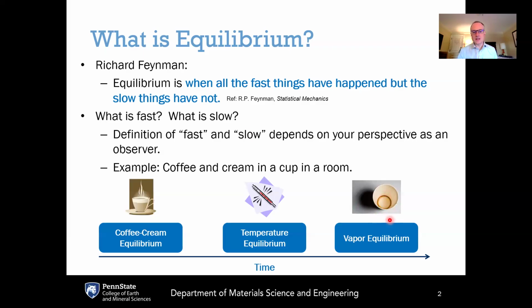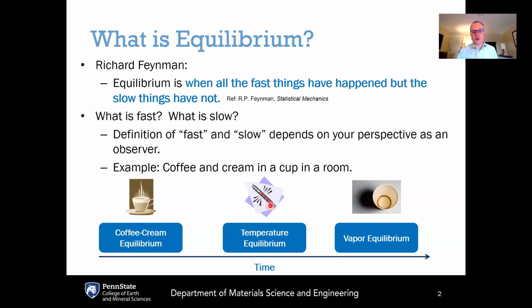Which one of these is the true equilibrium? The answer is it really depends on you as an observer and what it is that you care about in terms of what you're studying. If your goal is to study the hot coffee cream mixture or the approach to chemical equilibrium, then this first equilibrium is the relevant one. This is an equilibration that occurs on the time scale of seconds.